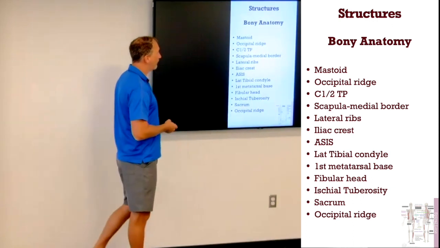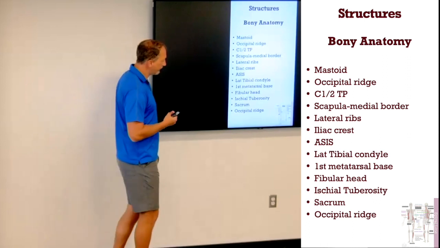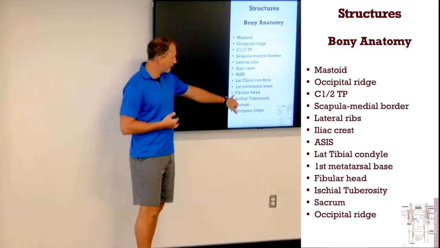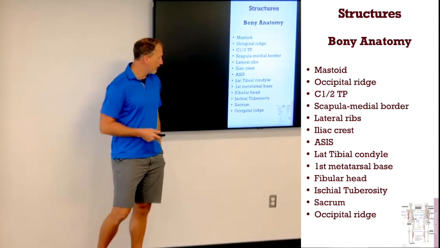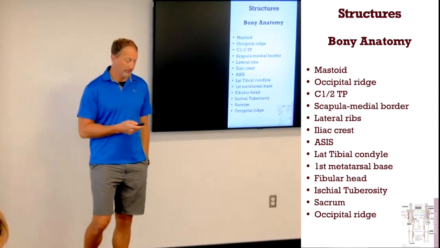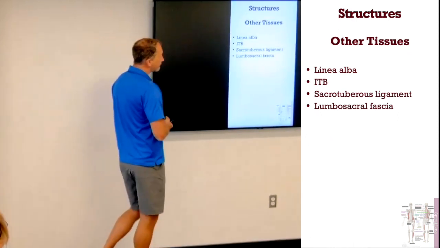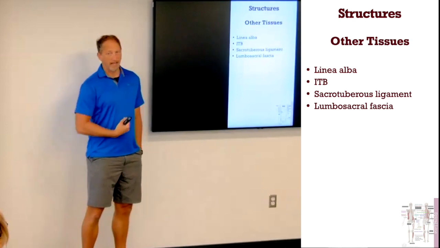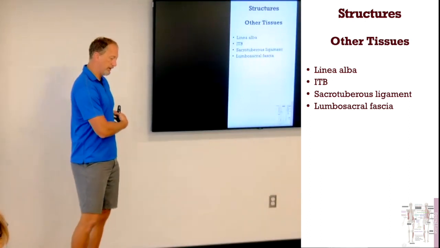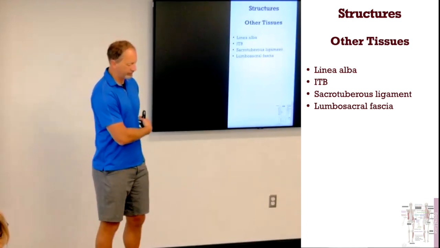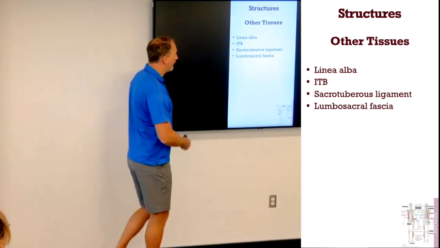Everything else: medial scapular, lateral ribs, iliac crest, all the way down into, once again, the sacrum and the ischial tuberosity. We talked about those a couple times before. And then we finish up at the occipital ridge on the opposite side, or on the same side. Not a lot of other tissues. We have the linea alba, the dividing line between the rectus, so when it goes from external oblique on one side to internal oblique on the other, it crosses there. We have the IT band.